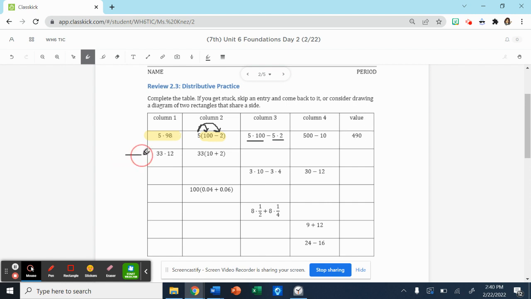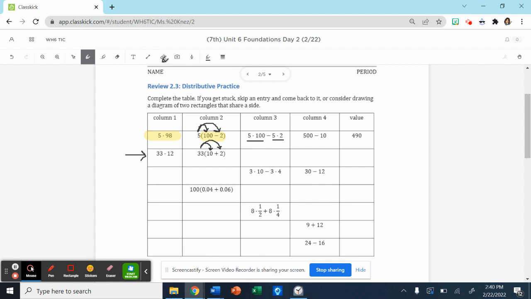You would do the same exact thing in this row. You know that you have 33 times 10 plus 2. And so you can distribute your 33 to 10 and your 33 to 2 to rewrite your expression as 33 times 10 plus 33 times 2.